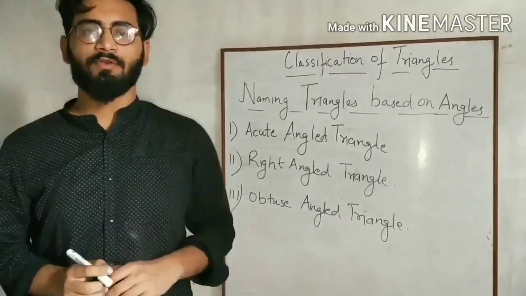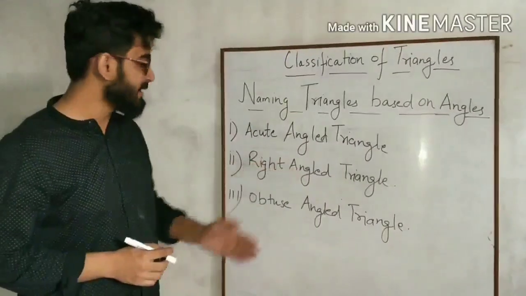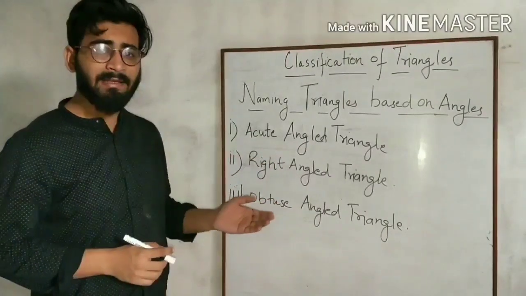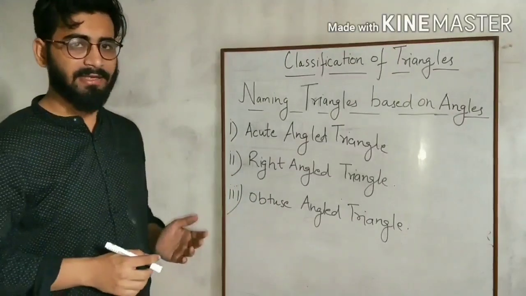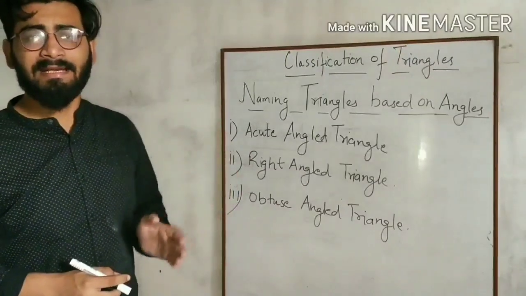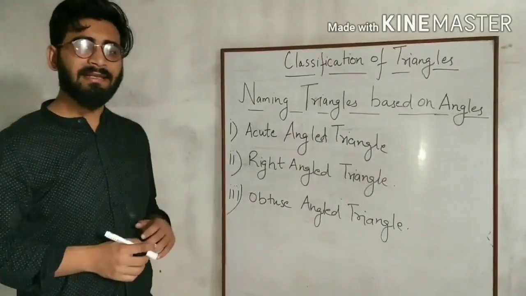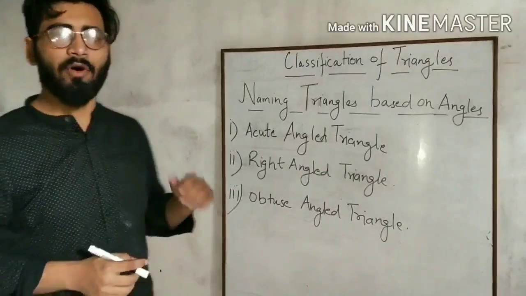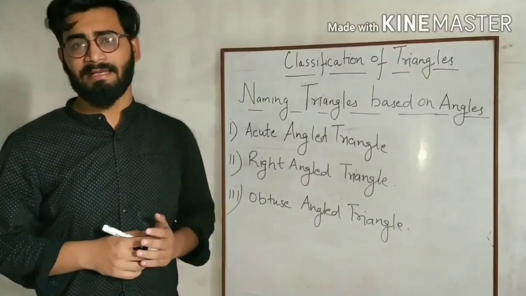Understood? So basically there are three types of triangle based on angles: acute angle triangle, right angle triangle, and obtuse angle triangle. And what is an acute angle triangle? If each angle of the triangle is less than 90 degrees. What is a right angle triangle? If any one of the angles is 90 degrees. And what is an obtuse angle triangle? If any one angle of the triangle is greater than 90 degrees. So that's all about the classification of triangles.